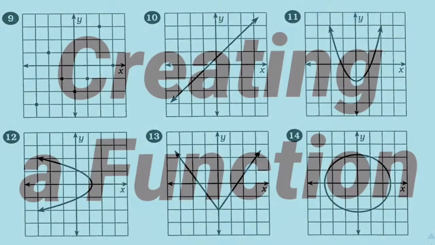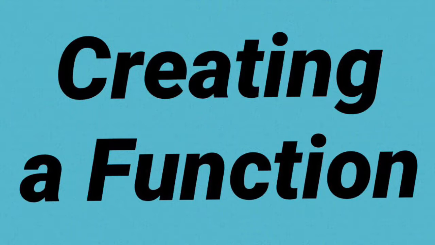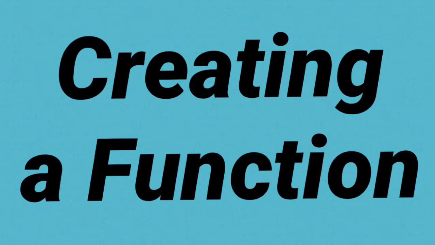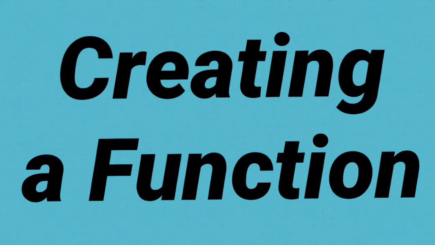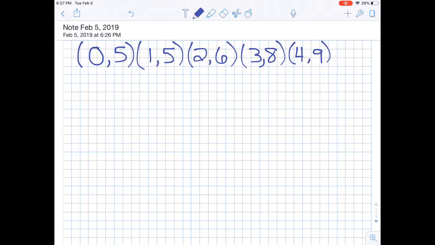The last thing we're going to look at is how do you create a function when given data. Keep in mind that when you represent a function, you can do it in one of 3 ways. You can do it through a table, through mapping, or through a graph. We will now look at how to represent a function all 3 ways using the ordered pairs (0, 5), (1, 5), (2, 6), (3, 8), and (4, 9).